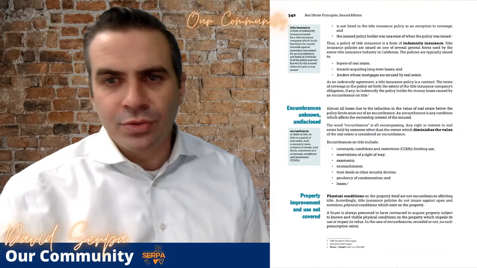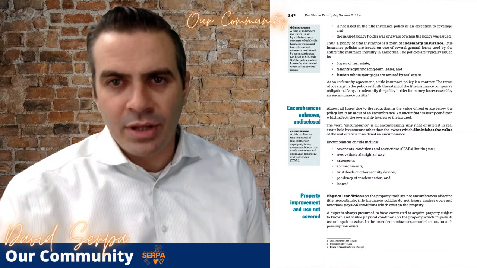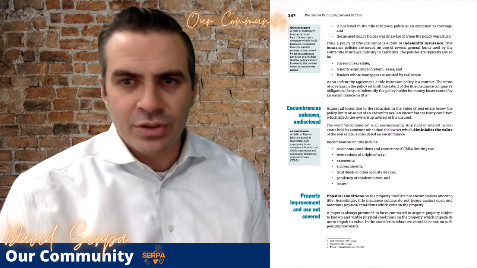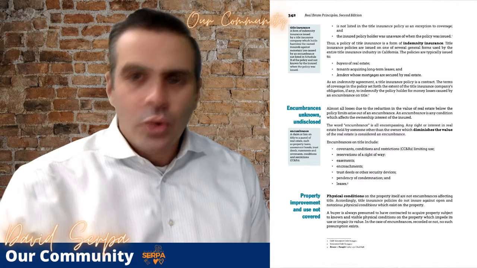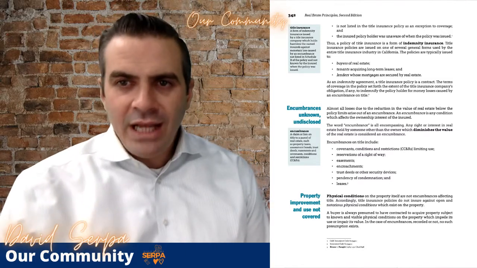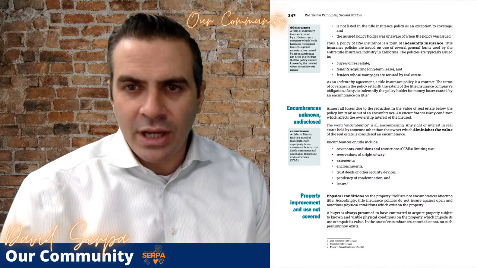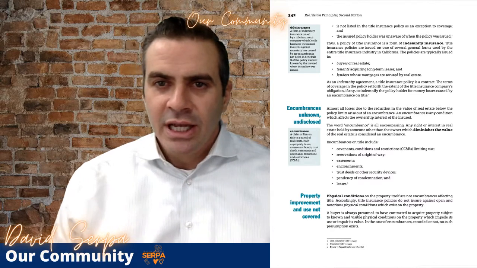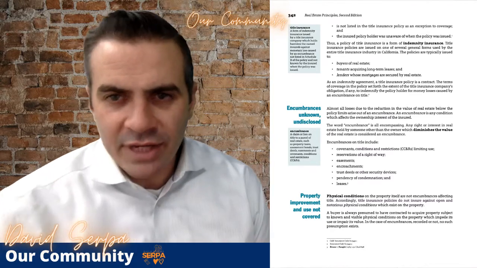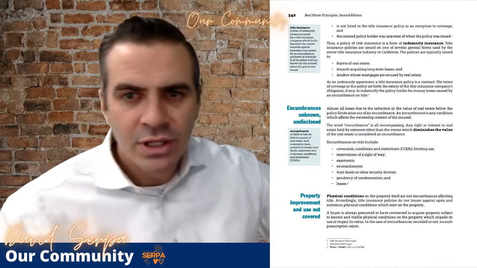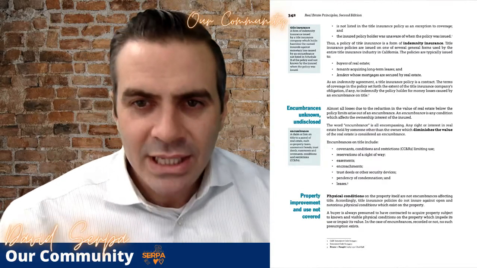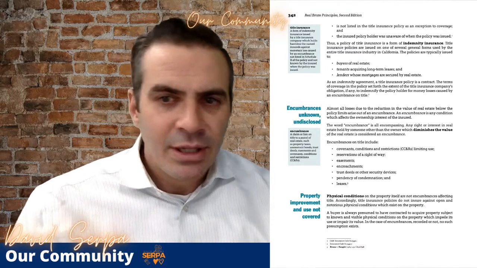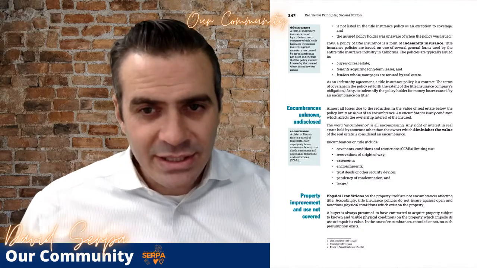Almost all losses due to the reduction in the value of real estate below the policy limits arise out of the encumbrance. An encumbrance is any condition which affects the ownership interest of the insured. The word encumbrance is all-encompassing. Any right or interest in real estate held by someone other than the owner which diminishes the value of the real estate is considered an encumbrance. Encumbrances on title include covenants, conditions, and restrictions limiting use, reservations of a right-of-way, easements, encroachments, trust deeds or other security devices, pendencies of condemnation, and leases.